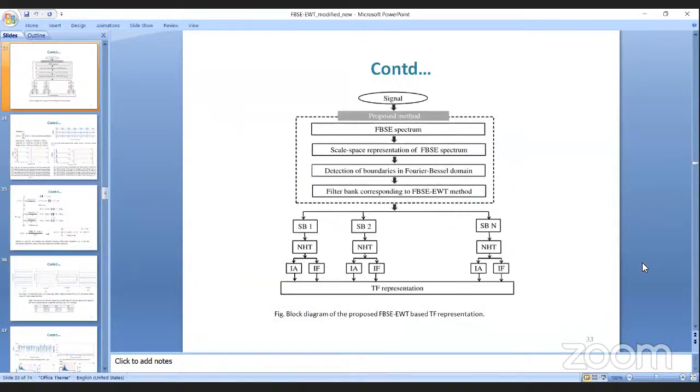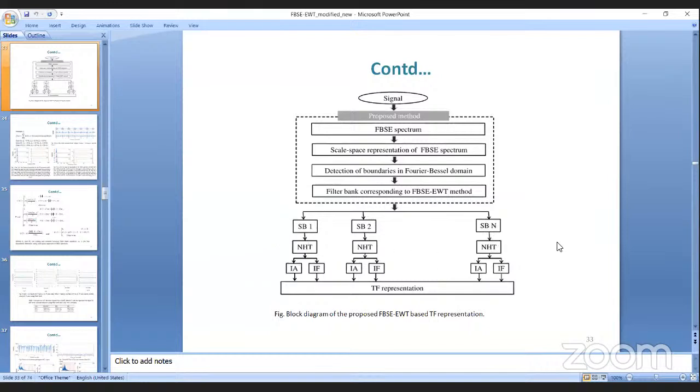So this is now the proposed framework for the FBSE EWT transform. Here you need a signal. Then we obtain a Fourier-Bessel series expansion based spectrum, and then we get the scale space representation of the FBSE spectrum. Then we determine boundaries in the Fourier-Bessel domain, and from these boundaries, we determine the filter banks corresponding to this FBSE method. Then we have different subbands, for example, capital N subbands.